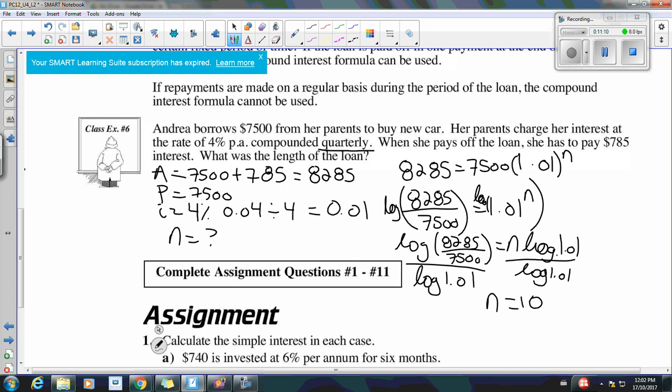So that was 10 quarters. How many years is that? Well, there are 4 quarters in a year, so this is 2.5 years.